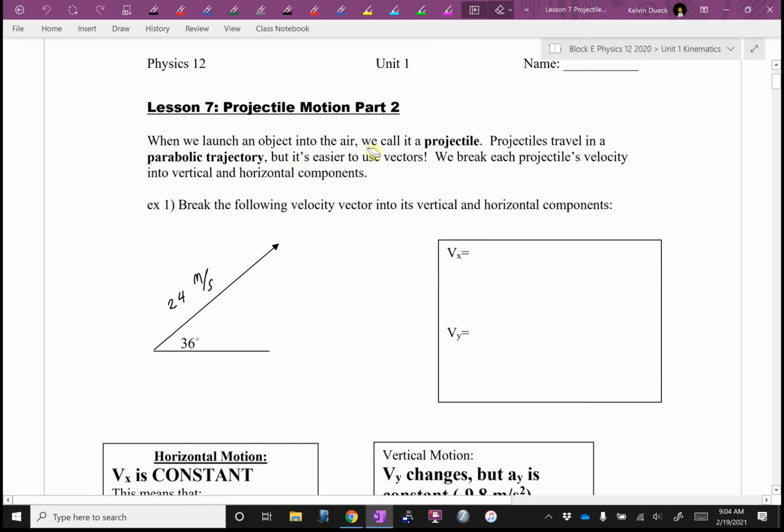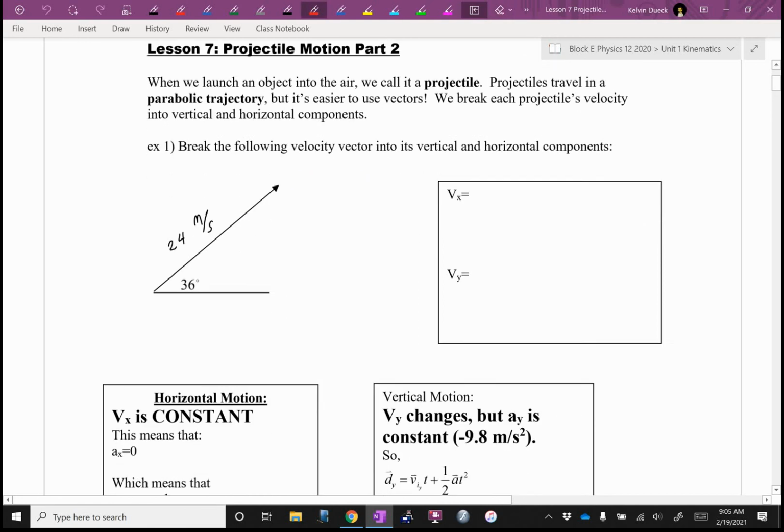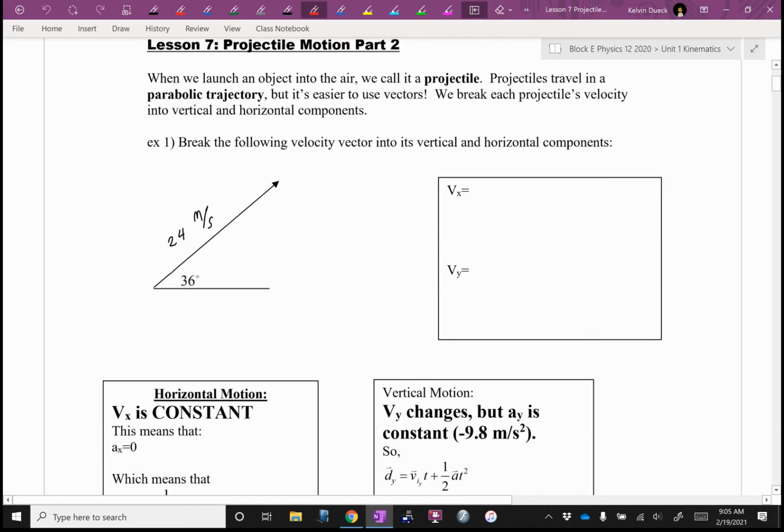When we launch an object into the air, we call it a projectile. Projectiles travel in a parabolic trajectory, but it's easier to use vectors. We can break each projectile's velocity into vertical and horizontal components. So example 1 says, break the following velocity vector into its horizontal and vertical components. I'll probably throw a question like that on your test, and I'm hoping it's almost free marks.